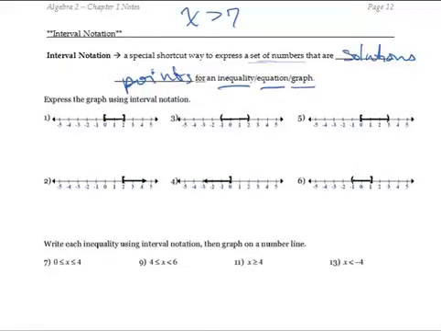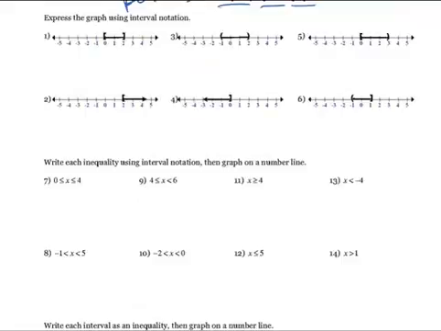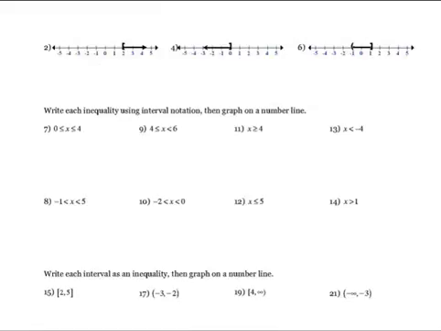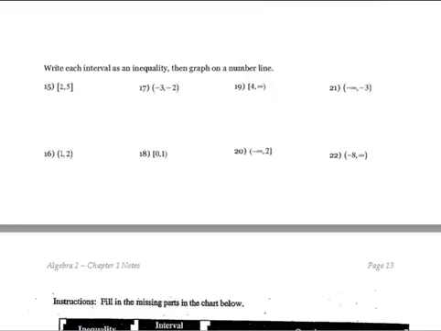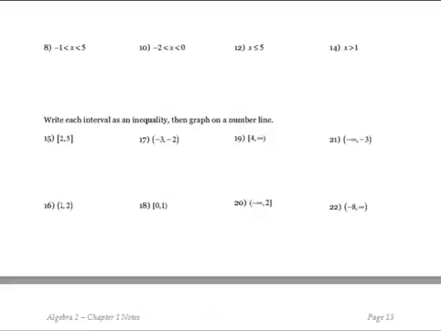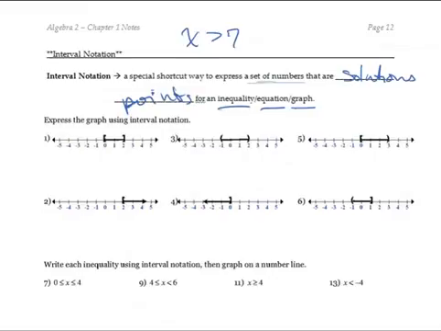So we're going to look at 3 different types on this page. We're going to say, okay, looking at a graph, how do you write interval notation? Looking at an inequality, how do you write interval notation? And then from interval notation, how do you go backwards? Here we are, I'm talking about interval notation. What do I mean by that?